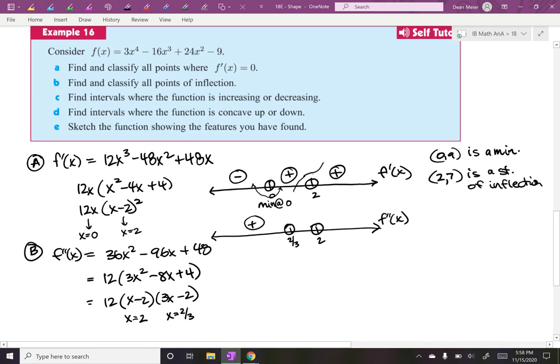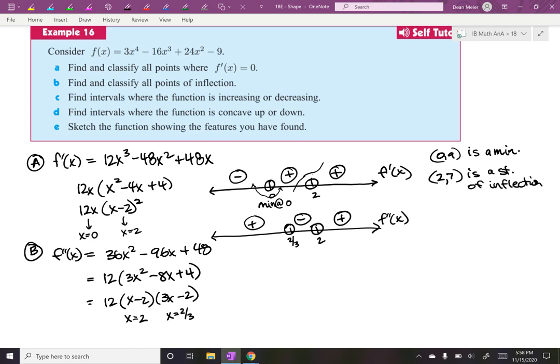Something in between, like 1, would give me a negative times a positive, which is negative. And then something bigger than 2, like 100, would give me a positive times a positive, and therefore positive, and there's my sign chart. So we have concave up, then concave down, and then concave up again, right? So we have the concavity changing from one to the other at both of those critical points.